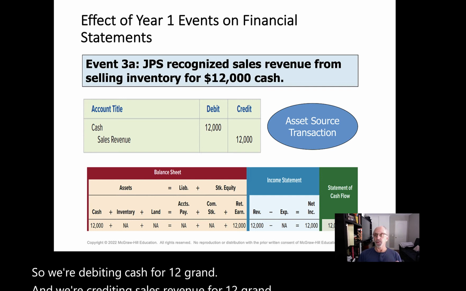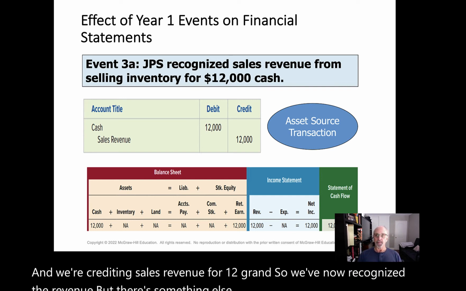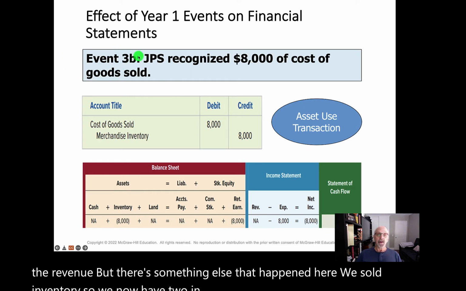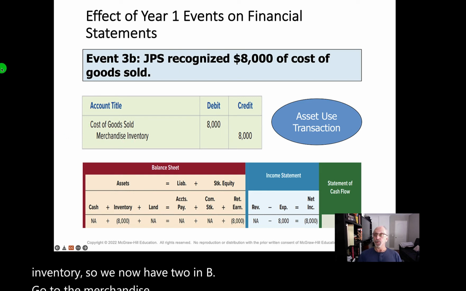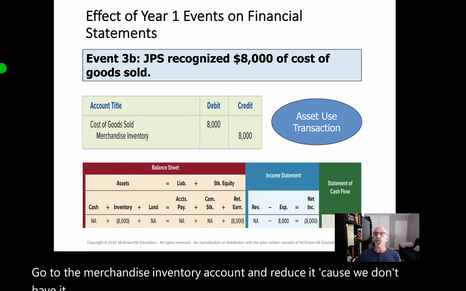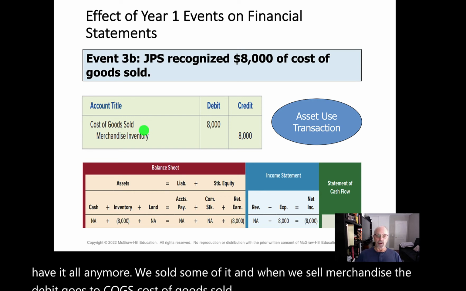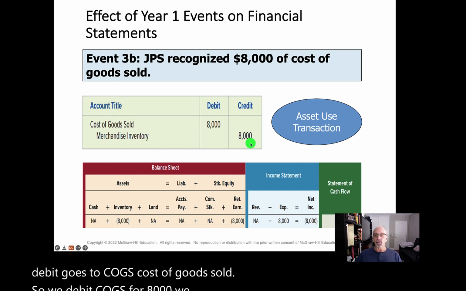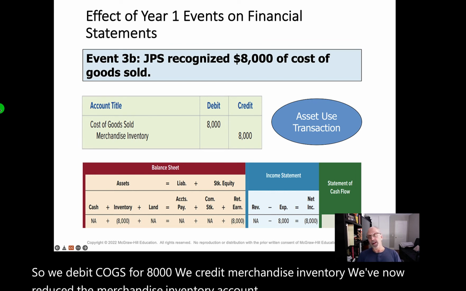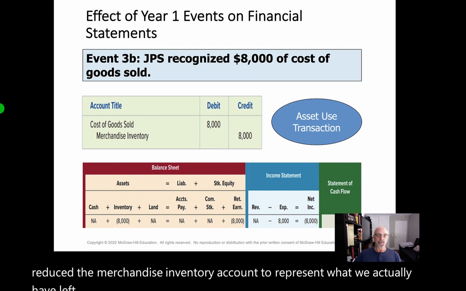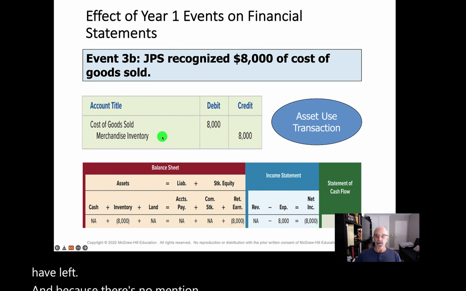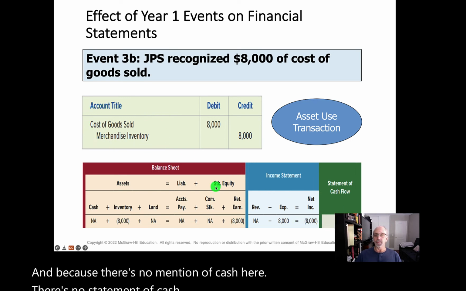So we've now recognized the revenue, but there's something else that happened here. We sold inventory. So we now have to, in B, go to the merchandise inventory account and reduce it because we don't have it all anymore. We sold some of it. And when we sell merchandise, the debit goes to COGS, cost of goods sold. So we debit COGS for $8,000. We credit merchandise inventory. We've now reduced the merchandise inventory account to represent what we actually have left. And because there's no mention of cash here, there's no statement of cash flow effect.